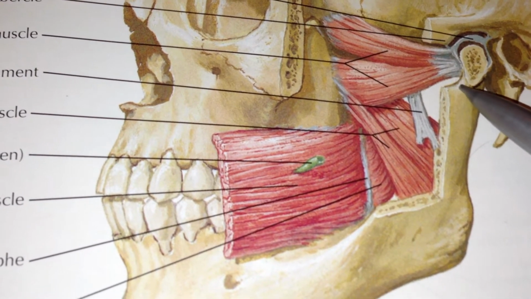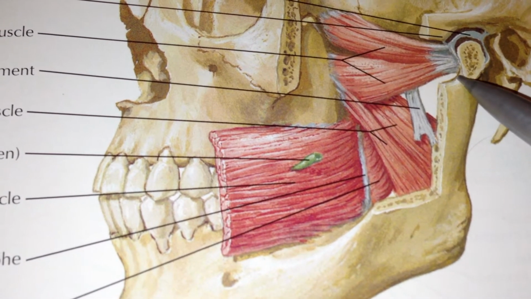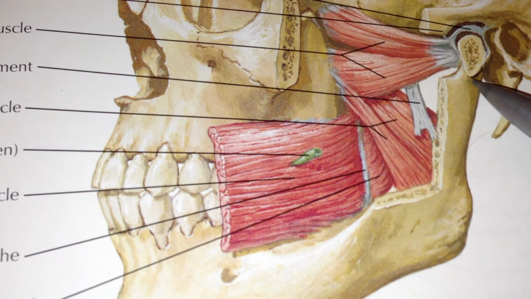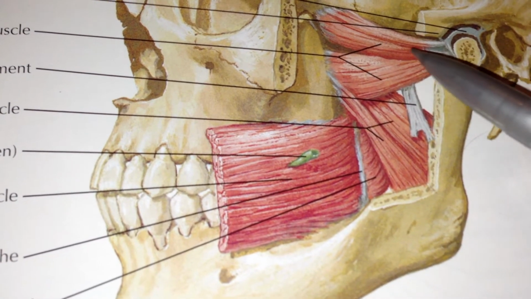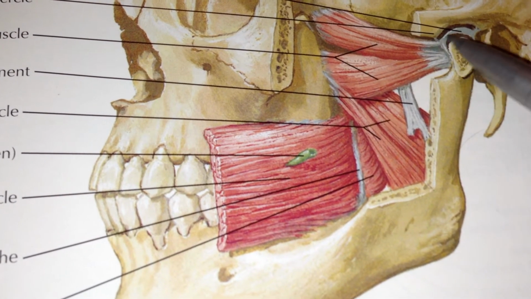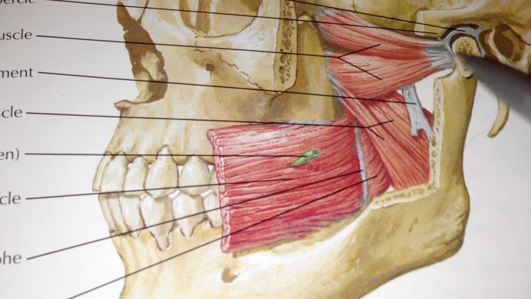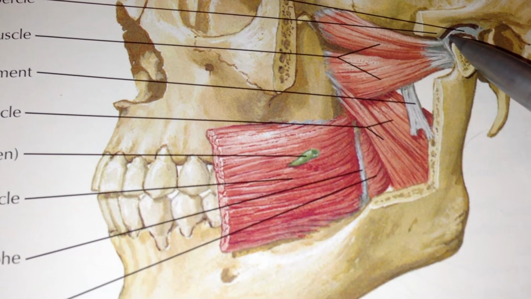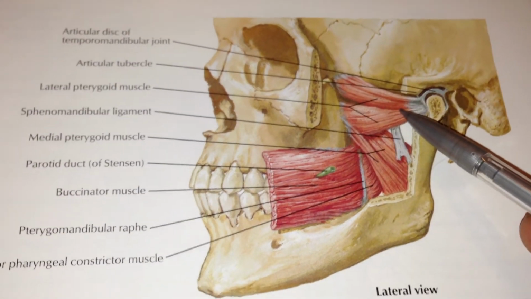The inferior head will insert onto the anteromedial part of the neck of the mandible, which will be known as the pterygoid fovea. And the superior head will insert into the articular disc, which is right here, and the fibrous capsule surrounding the articular surface. Okay, and those are your mastication muscles and their corresponding sheaths.